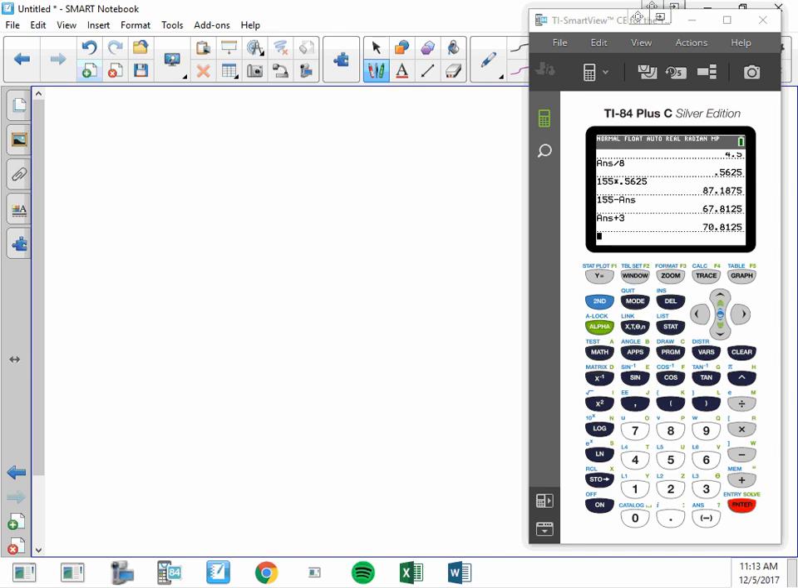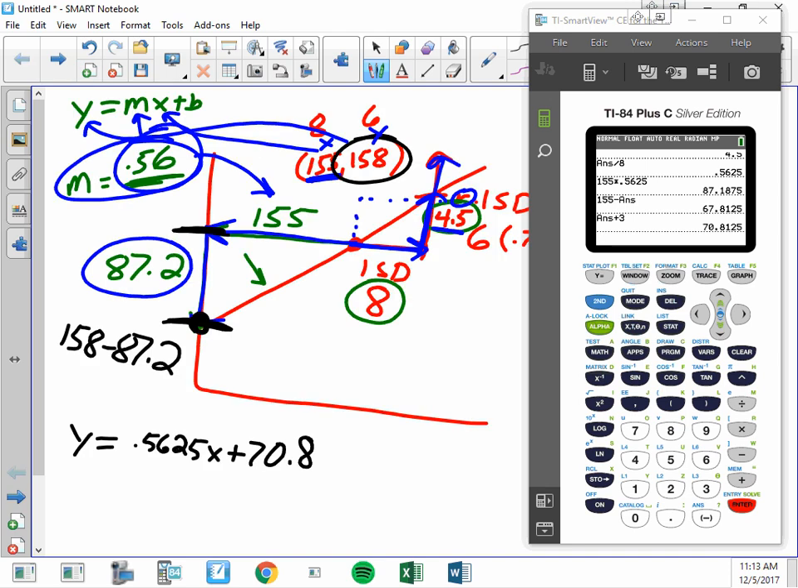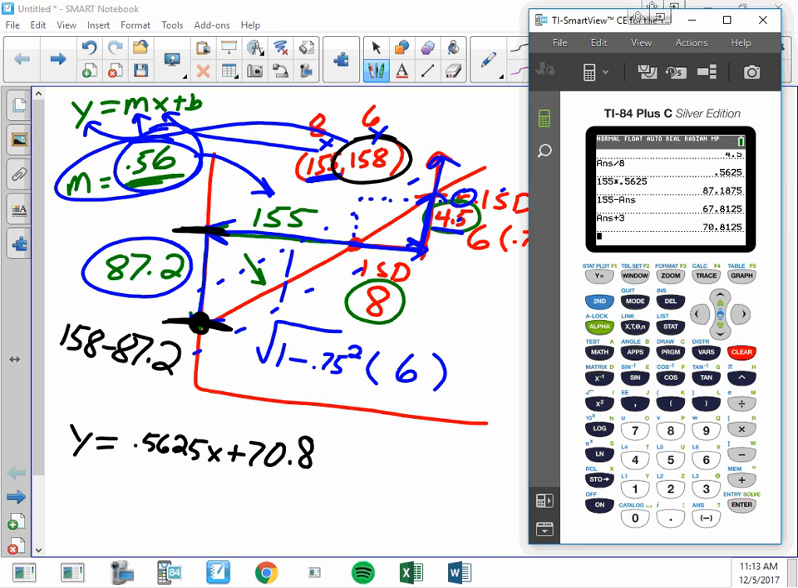Okay, how would we find the RMS error? We are going to do the square root of 1 minus 0.75 squared times which value? The SD of y, because remember, the RMS error is how far up and down you need to go to capture 68%. So we multiply the square root of 1 minus 0.75 squared by 6, and the RMS error is 3.968.